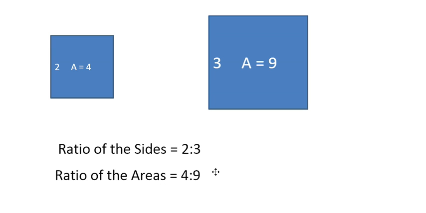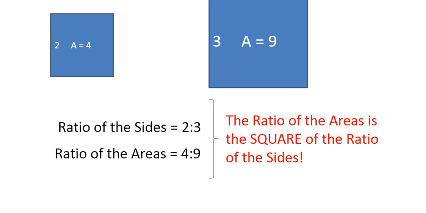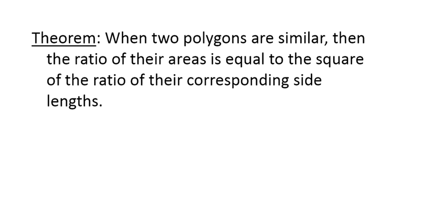So in looking at the ratio of the sides and the ratio of the areas, the conclusion that we come to is that the ratio of the areas is always going to be equal to the square. So if I square 2, I get 4. Square 3, I get 9. So the ratio of the areas is equal to the square of the ratio of the sides. And that leads us to the second big key idea for today. Anytime you have two polygons that are similar, the ratio of their areas is going to be equal to the square of the ratio of their corresponding side lengths.